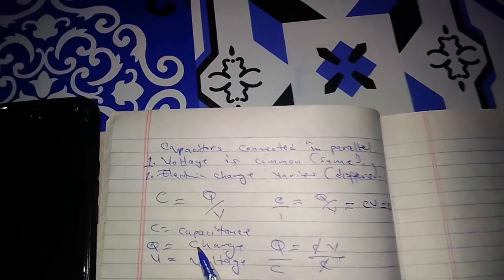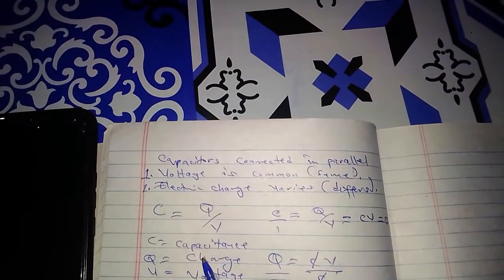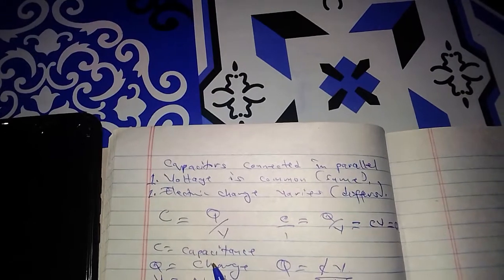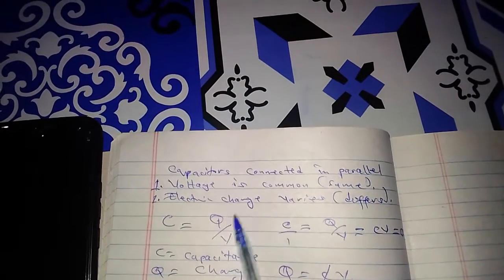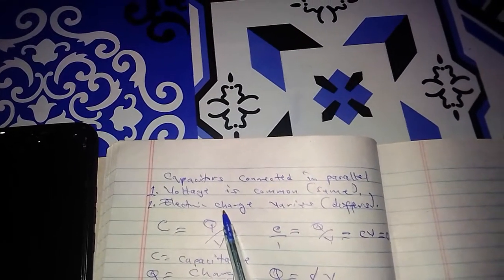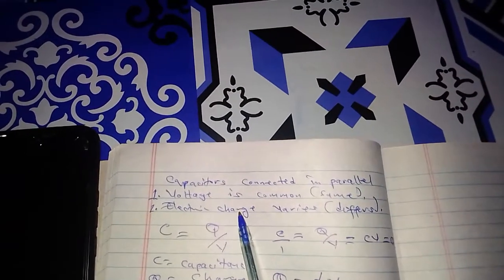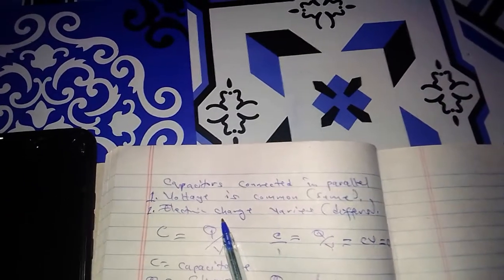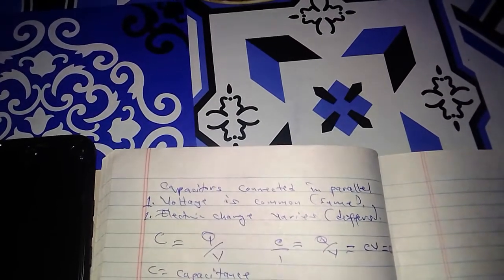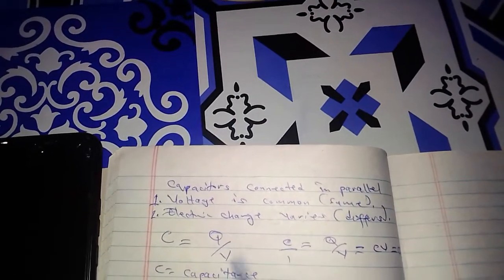In this lesson, we'll be talking about capacitors connected in parallel, capacitors connected in series, and capacitors connected in series-parallel. So, for capacitors connected in parallel, we have to consider two things: voltage and electric charge. Voltage is common, it means voltage is the same across each capacitor in the parallel circuit. And electric charge varies, it means the electric charge across each capacitor in the circuit varies. That is what it means.